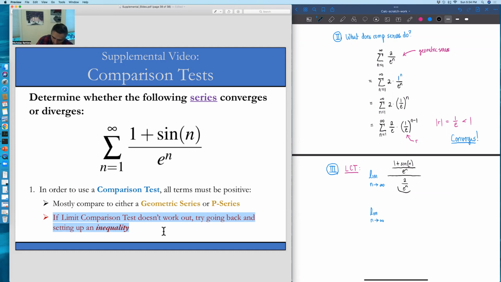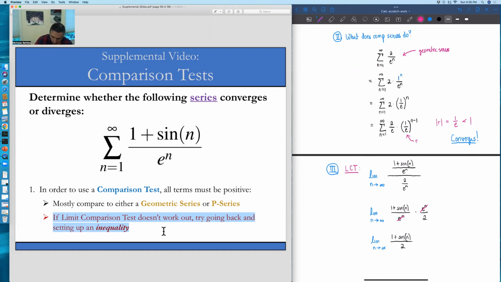We're dividing by a fraction, so we can reciprocate and multiply that fraction on. So we have 1 plus sine of n all over e to the n, multiplied by the reciprocal of that denominator, which is e to the n over 2. So those e to the n's cancel out. This limit is simplifying a bit for us, but in the next statement we're going to run into some trouble. We have 1 plus the sine of n all over 2.